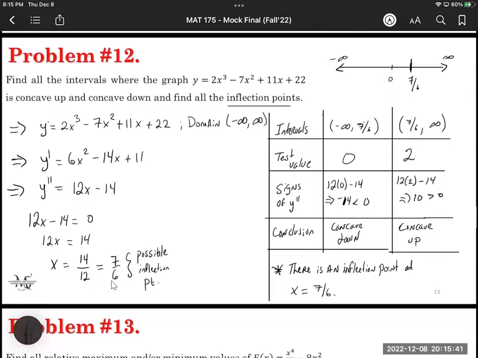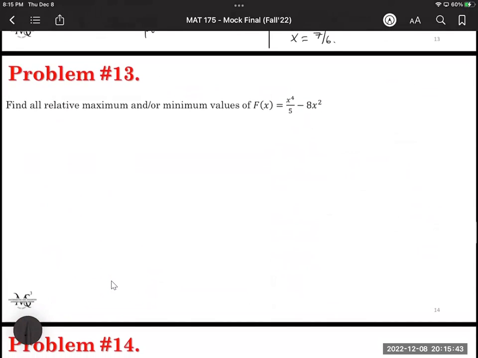All right, let's continue. Here's problem number 13. Problem number 13 now states: find all relative max and minimum values of this function, F of x equals x to the fourth over 5 minus 8x squared.